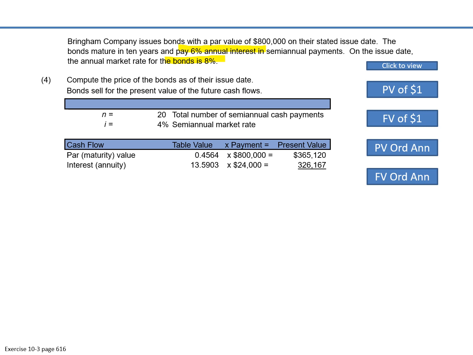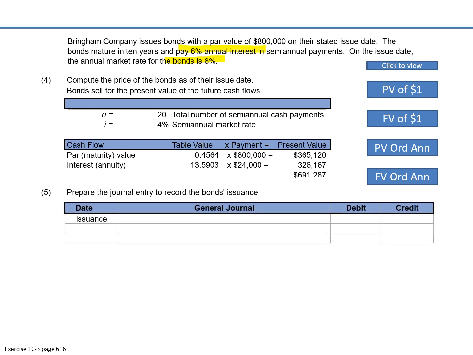So you're going to get semi-annual interest payments of 24,000, and the present value factor from the table to be applied to the 24,000 is 13.5903. So you have total present value of 691,287. So our journal entry to record the bond issuance is going to be cash of that 691,287, discount on bonds payable for the difference to get to 800,000, and credit bonds payable for 800,000. Make sense?